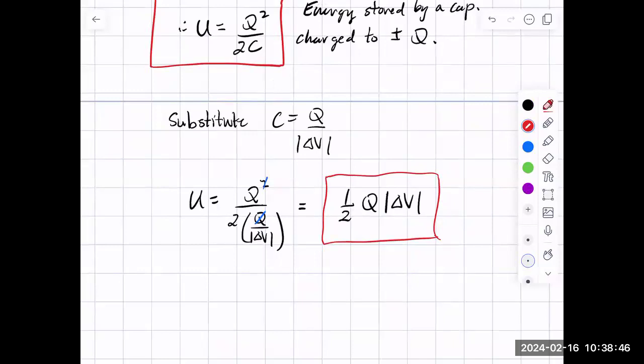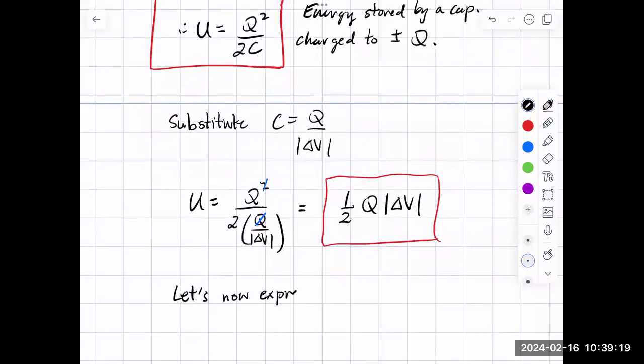You can see the first one involves Q and C. The second one involves Q and delta V, so no C. We could do this in a third way where we have an expression involving C and delta V, not Q. And so let's see how we could do that. Let's now express Q as C delta V. And all we're going to do is substitute this in for the Q here.